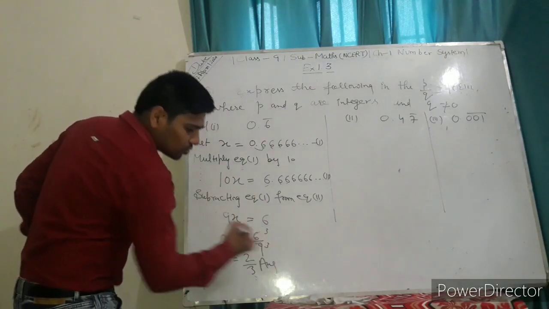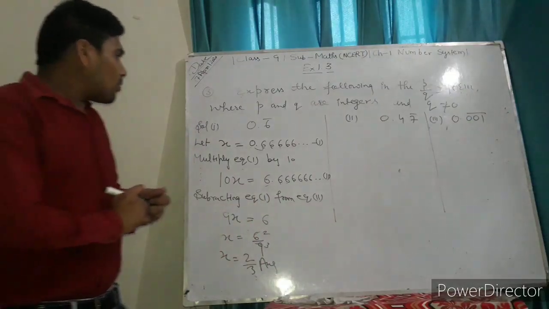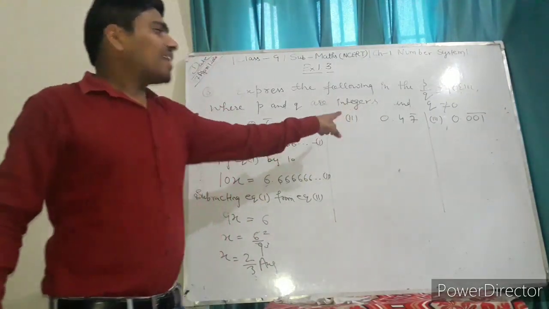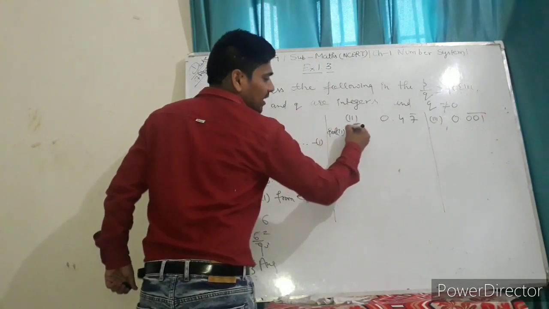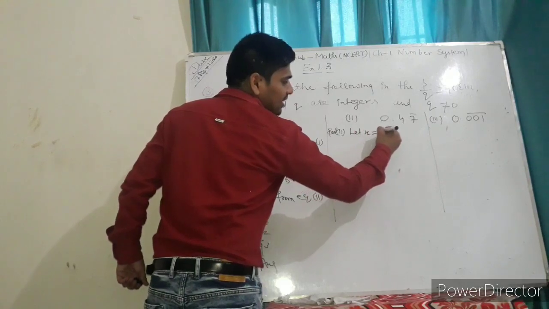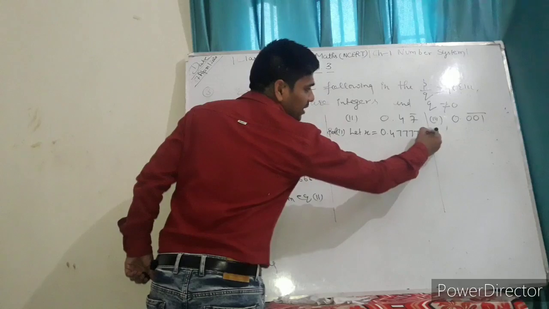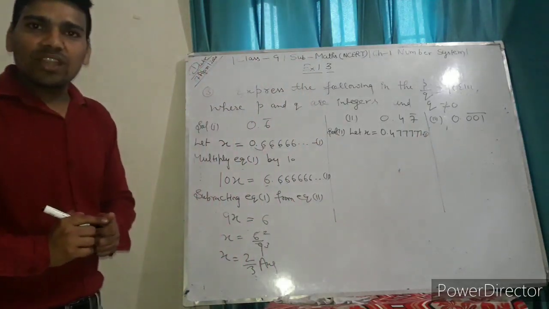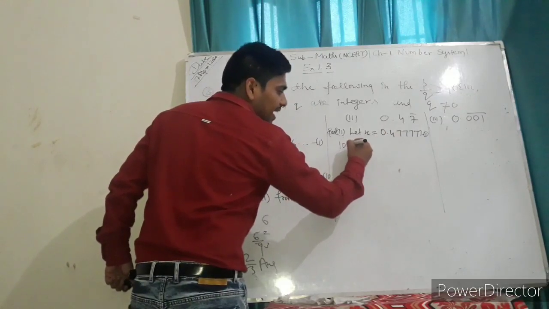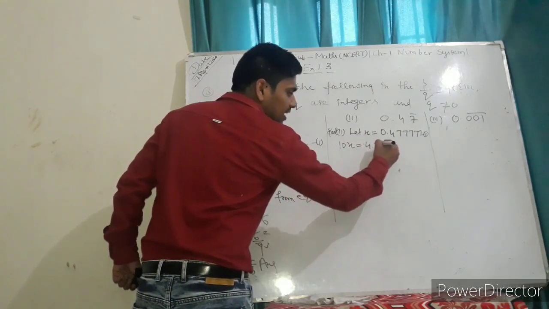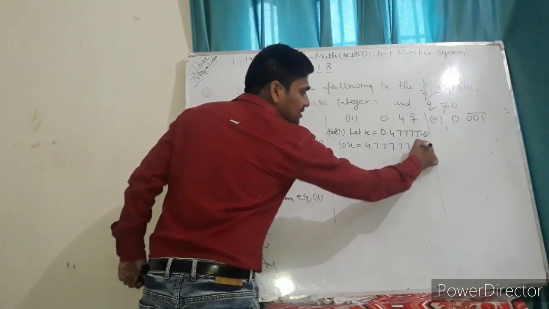Now I am going for the next part. Similarly, I will do it. Solution second. Let x is equal to 0.47777. So there is a repetition of the 7. Now I am again multiplying it by 10. So 10x will be 4.77777. Now this is equation second.